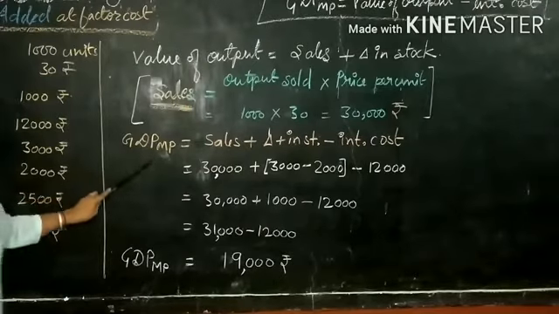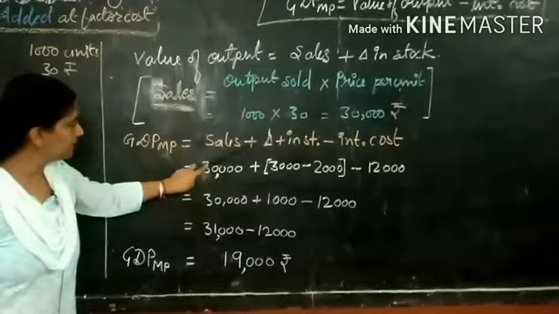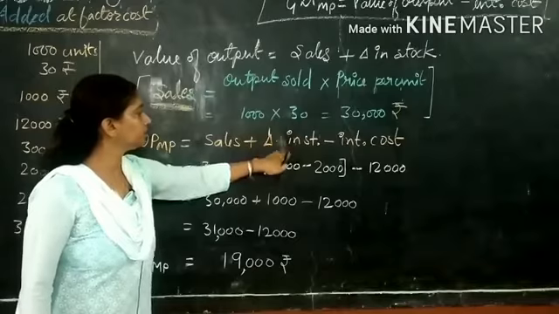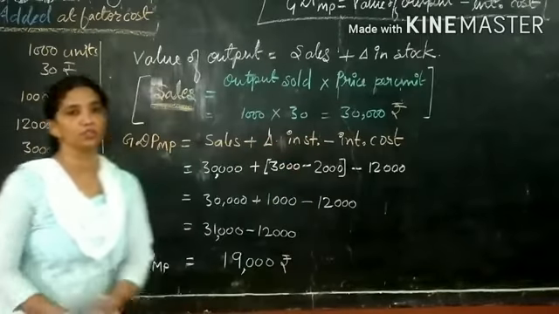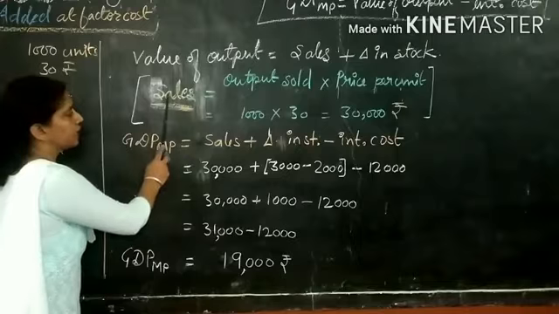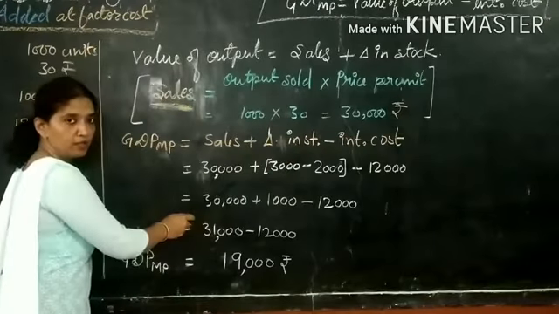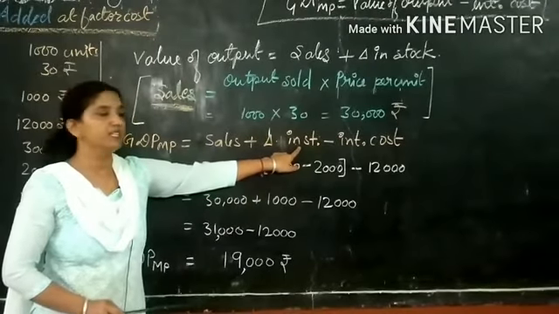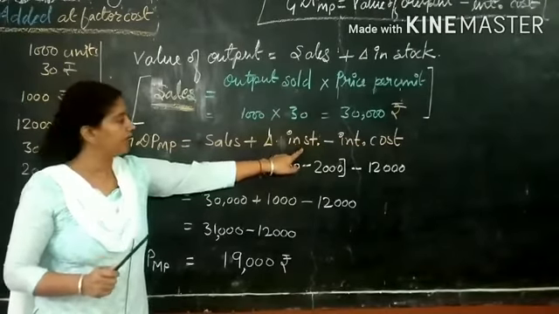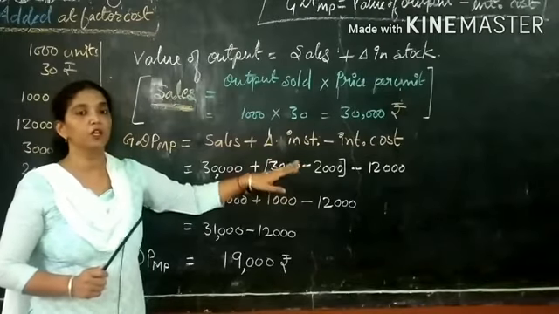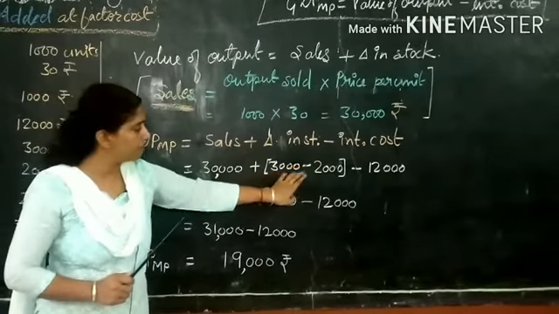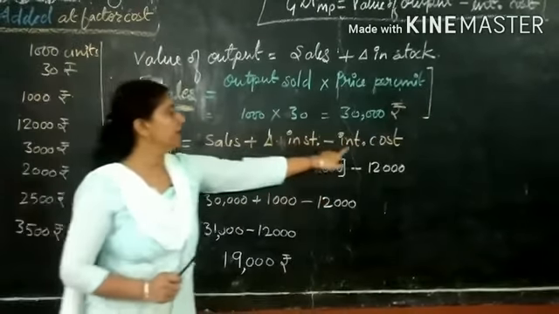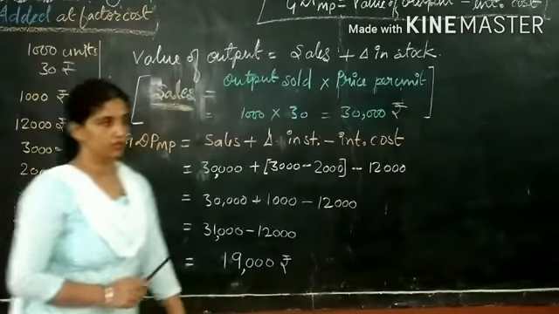GDP at MP by the value added method can be calculated by sales plus change in stock minus intermediate cost. Sales is given, 30,000, which we calculated just now. Change in stock can be calculated by closing stock minus opening stock. Closing is 3,000, opening stock is 2,000. Minus intermediate cost, it is 12,000.